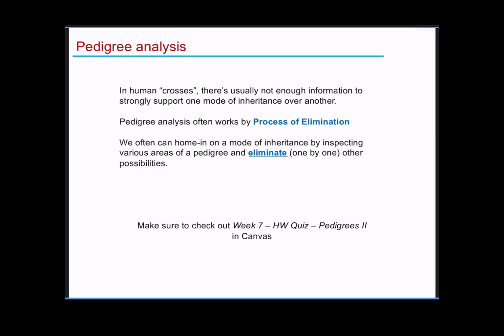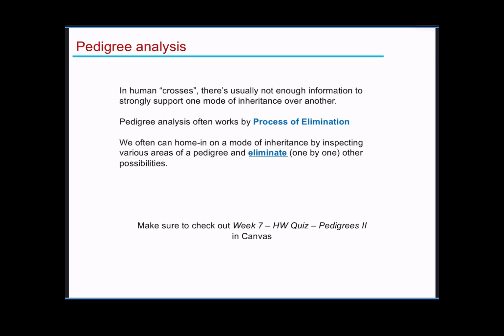So we can often home in step by step on a mode of inheritance by inspecting different areas of a pedigree and using different areas of a pedigree to rule out certain modes of inheritance. So one area of the tree might say, oh, this says that it's not Y-linked. Oh, this says that it's skipping generations, so it's not dominant. Oh, I see that a father is passing it to a son here, so it cannot be X-linked, and so forth.